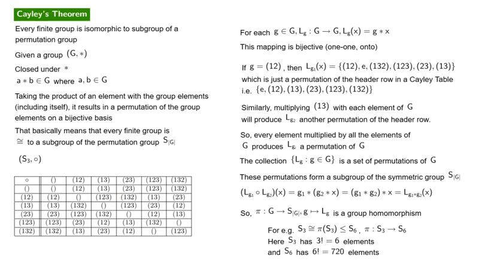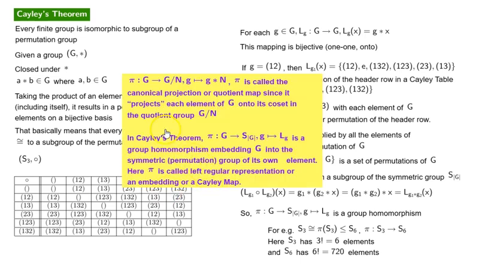Okay, now here we have used pi differently in two different contexts. In quotient groups, pi maps G to G by N, where an element g of the group G maps to the coset gN. Here pi is called the canonical projection or quotient map, since it projects each element of G onto its coset in the quotient group G by N.